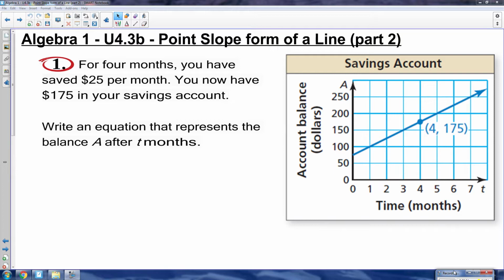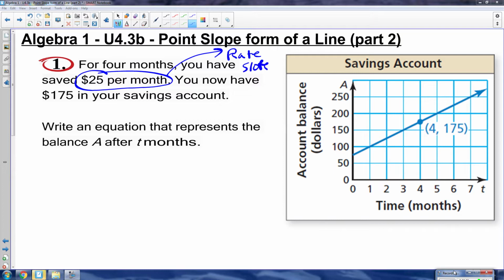For 4 months, you've saved $25 a month. Do you feel like that's a slope, or a point, or an X or a Y? $25 per month. Is that a rate, or is that not a rate? So it's a rate, right? It's $25 per month. Because this is a rate, anytime you know that something's a rate, it's a slope. Rate and slope are kind of the same thing in a way, rate of change and slope.